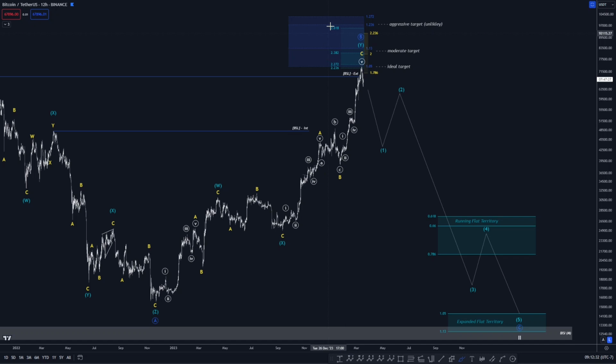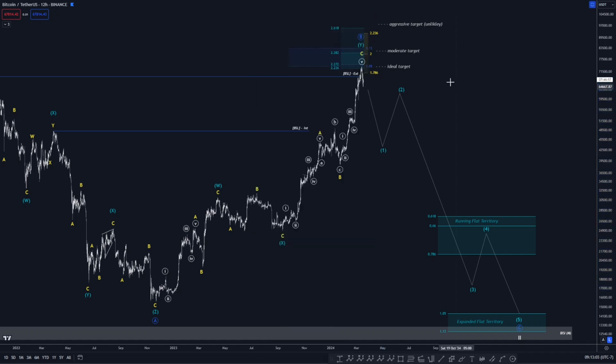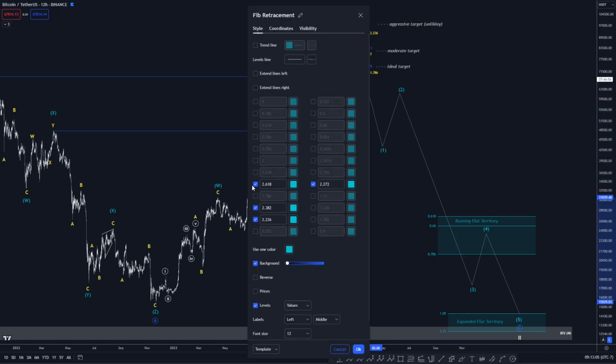So when you look at all this, it's basically fib confluence. We've got fibs lining up right here, which is the ideal target. Then we've got fibs lining up right here, which is the moderate target. And then lastly, we've got fibs lining up right here, which is our aggressive target, when honestly it's unlikely to see this. So to me, realistically, this is what we're monitoring here. Something like this.